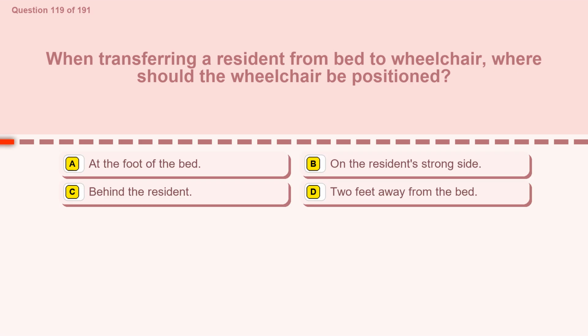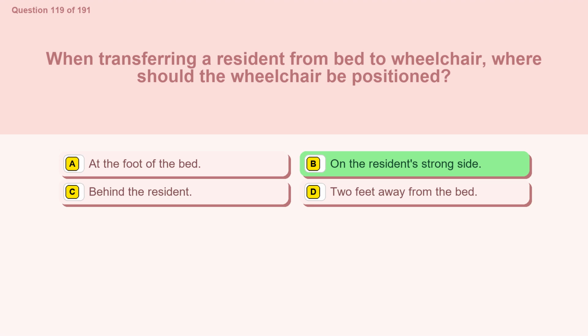Question 119. When transferring a resident from bed to wheelchair, where should the wheelchair be positioned? Option A. At the foot of the bed. Option B. On the resident's strong side. Option C. Behind the resident. Option D. 2 feet away from the bed.